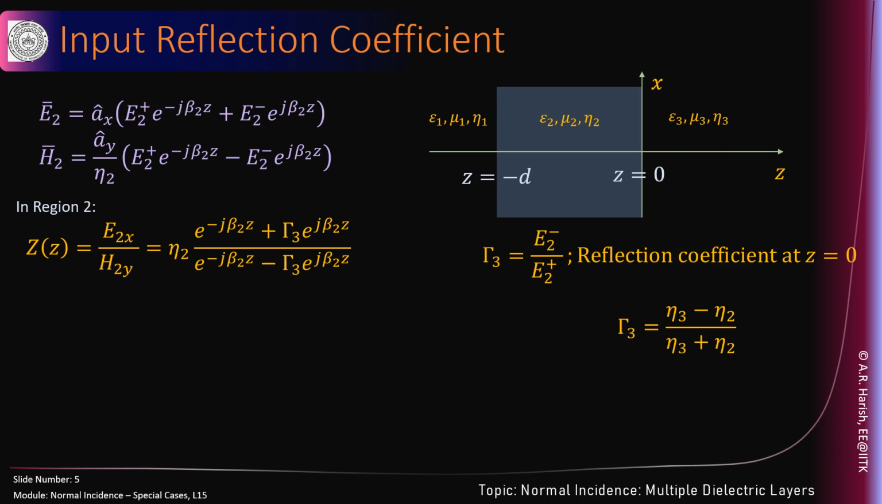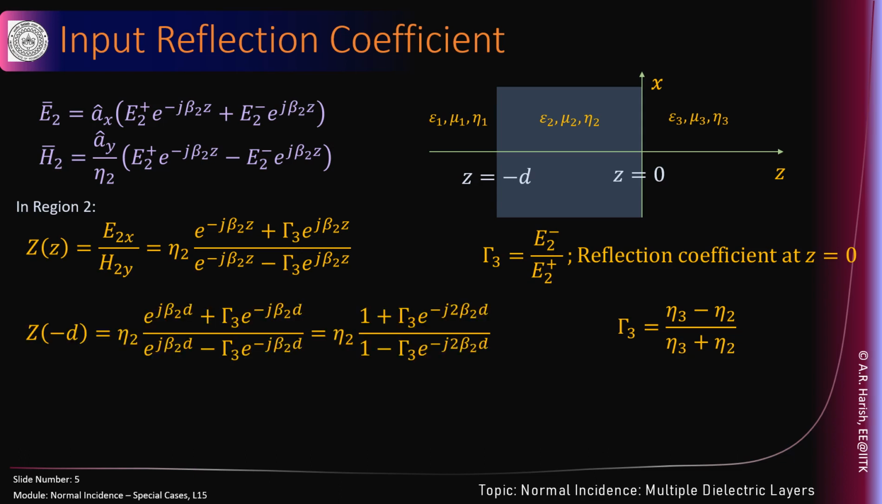Now, what is gamma 3? We already said it is E2 minus upon E2 plus. And look at that. Where is that? It is at z equal to 0. At z equal to 0, what is gamma 3? It is the reflection coefficient which we had proved earlier, which is eta 3 minus eta 2 upon eta 3 plus eta 2. It is a reflection coefficient experienced by a wave hitting that interface at z equal to 0.